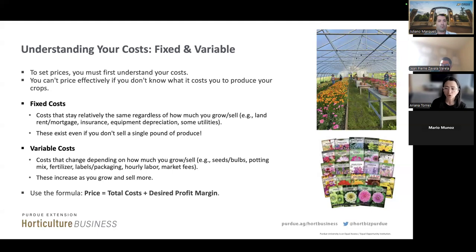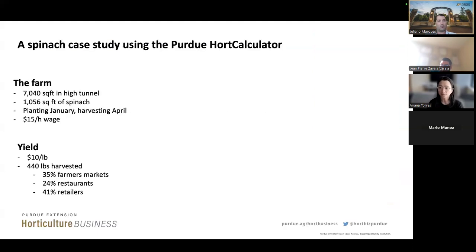So again, if we're going to another formula, we have the price. It's very much linked to the total cost that you have spent for your product. And then you're going to add the profit margin. So I'm going to give you a couple of strategies and a couple of examples of how we determine prices using the HortCalculator.